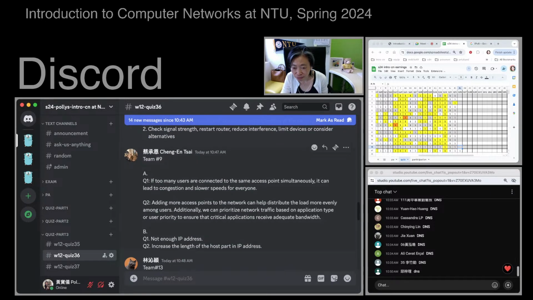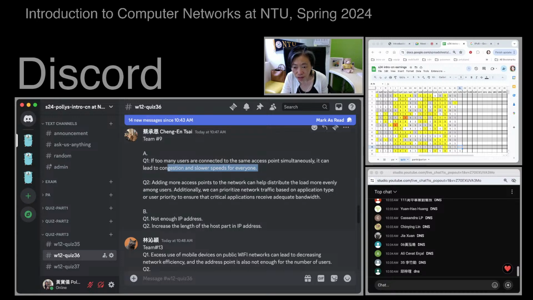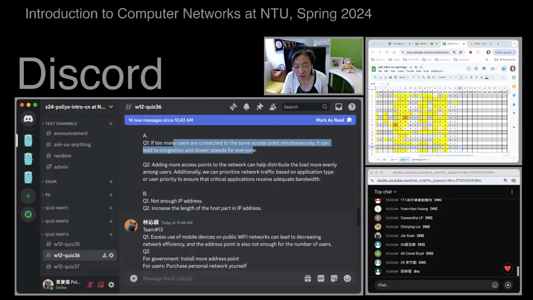Cheng-En here, let's see. Too many users are connected to the same access point simultaneously. Okay, congestion, slowing the speed for everyone. Okay. So slow speed is actually the second highest complaint. Okay. 74 complained that we couldn't connect, and 60-ish people complained about the connection speed. So yes, this is indeed the complaint for the second one. And too many are trying to use the bandwidth, sharing the bandwidth, therefore it's slower.